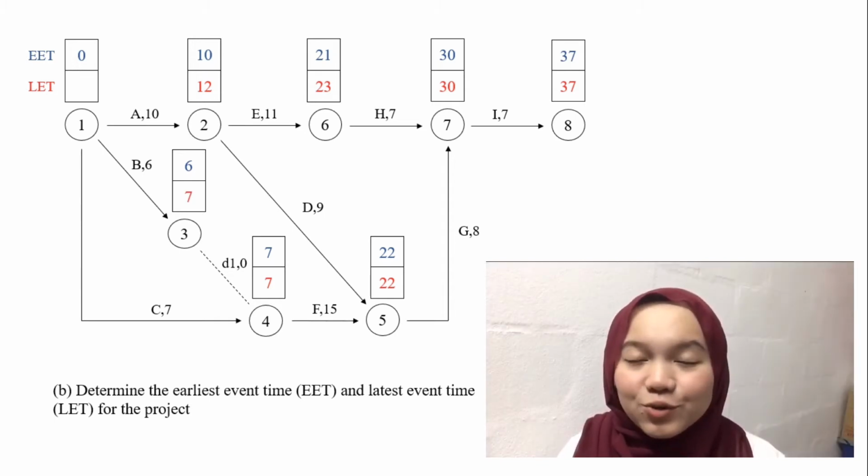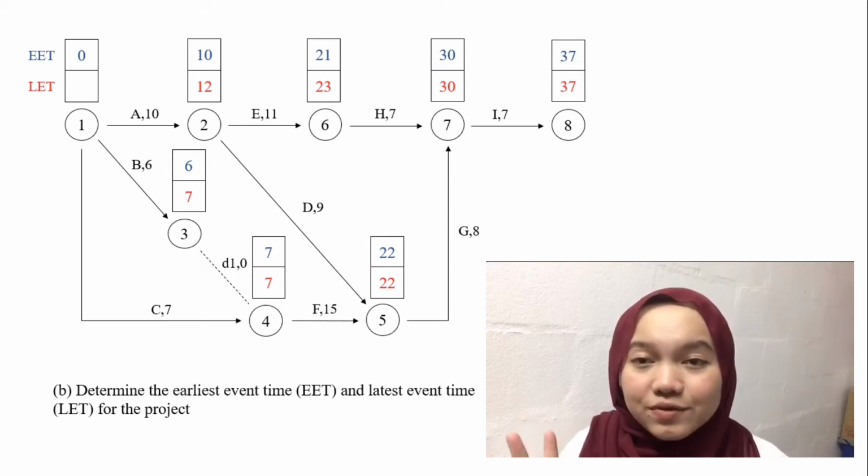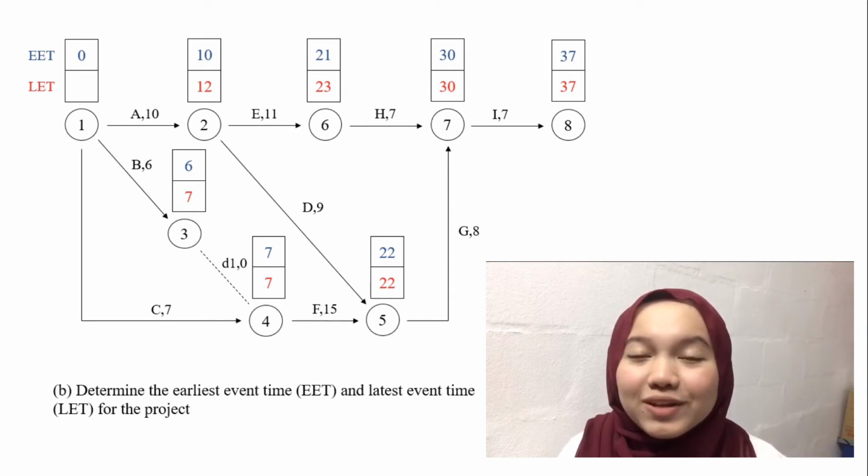And the last one, for node 1, we have 3 ways. So we will do it as we did for node 2 earlier. From node 2 to node 1, we subtract 10 from 12, so we get 2. And then from node 3 to node 1, we subtract 6 from 7, and then we get 1. And the last one, from node 4 to node 1, we subtract 7 from 7, which gives us 0. So from the 3 answers above, we choose the lowest one, which is from node 4. So we get 0 weeks for node 1.